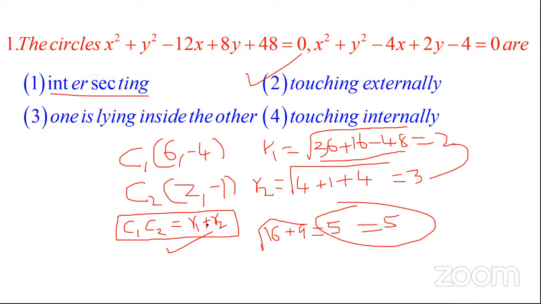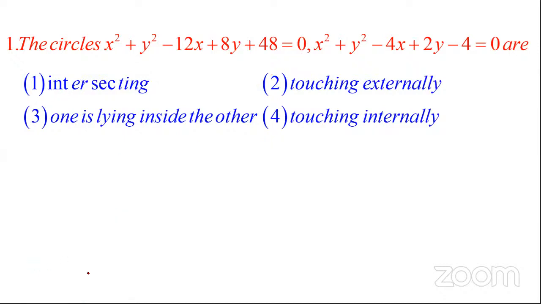If intersecting, mod of R1 minus R2 is less than C1 C2. Lies inside does not exist here. Touching internally means C1 C2 equals mod of R1 minus R2. We can use those formulas. So the second option is the correct one for this question. This is a basic question: touching externally. Verify C1 C2 equal to R1 plus R2, then you will get option 2 as the correct option.